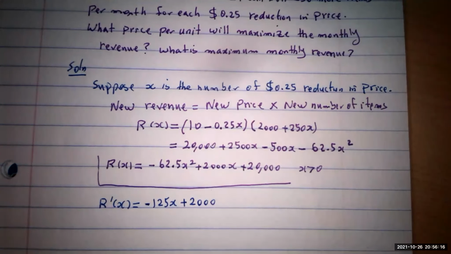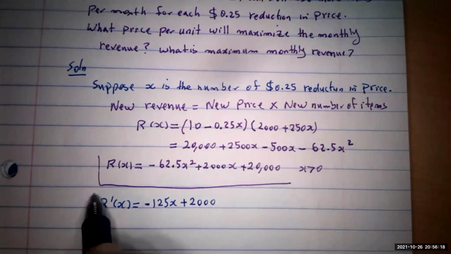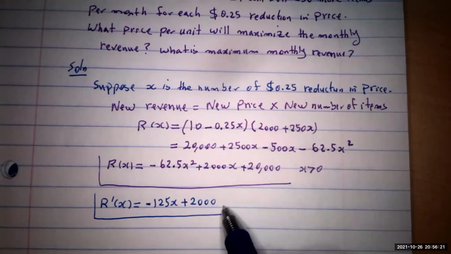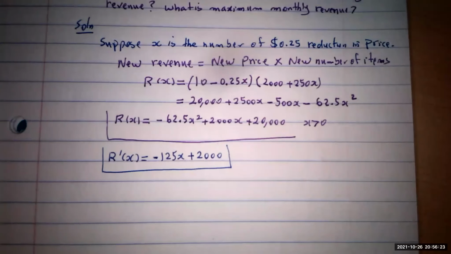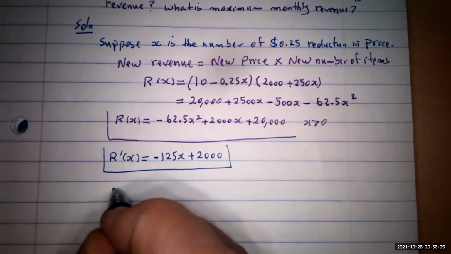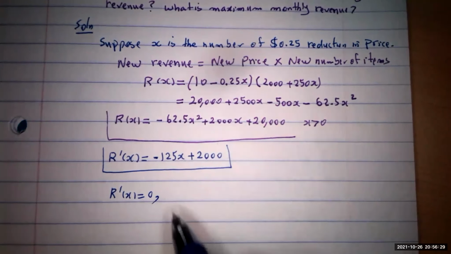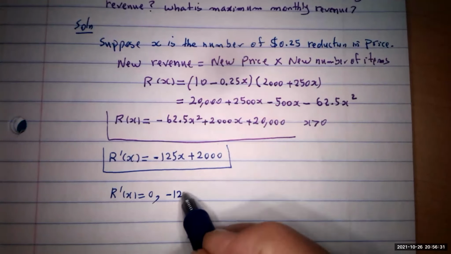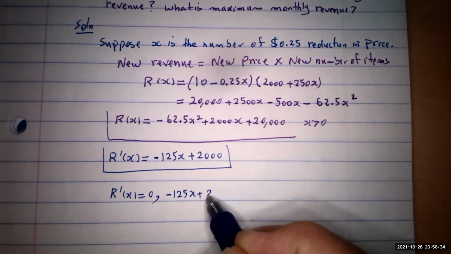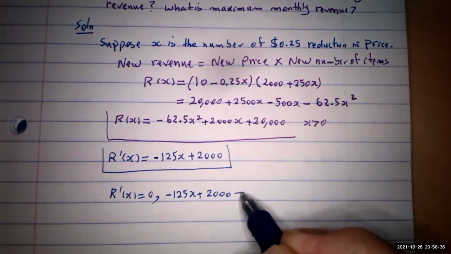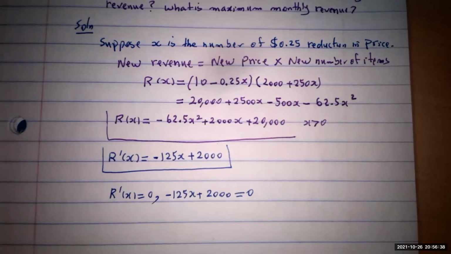Okay, this would be our R prime of x. I'm going to highlight it because I'm going to use it. Let it equal to 0. So R prime of x equal to 0. So that will give us negative 125x plus 2000 equal to 0. You solve for x.